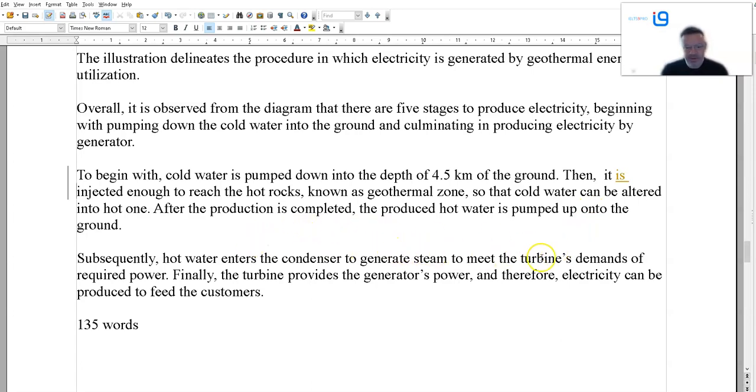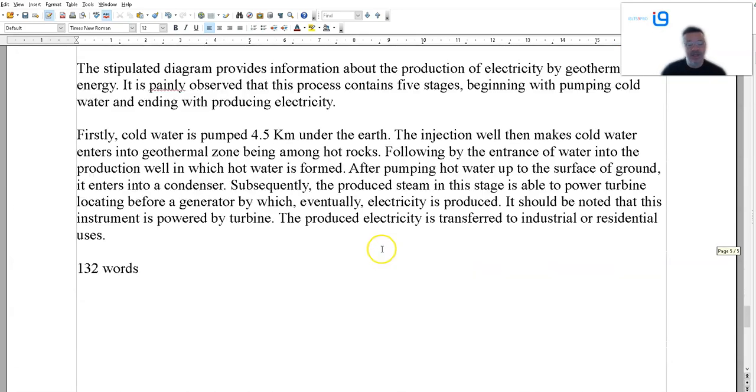Subsequently, hot water determines demands to meet the turbine's demands of required power. Well, the turbine doesn't demand anything. The steam powers the turbine, which in turn powers the generator, or makes the generator, turbine kind of spins, provides a sort of power. So that's kind of, but okay, so look, 135 words, a bit short, and really, one or two things there need to be changed. You've got prepositions, pumped up onto, with some missing articles. So, as I say, I'm not going to type out every single one.